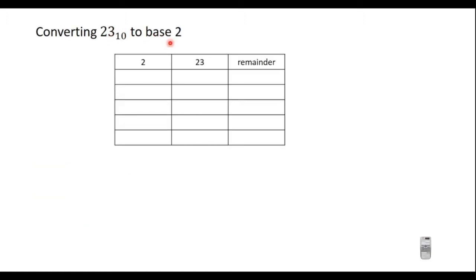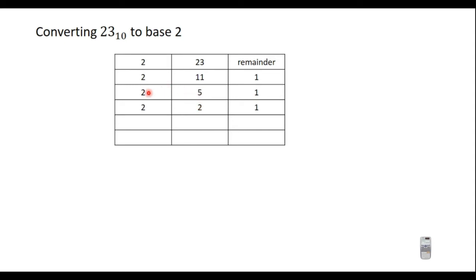In converting 23 to base 2, what you have to do is first divide 23 by 2. You will get a whole number of 11. The remainder is 1, since 2 times 11 will give us 22, and 23 minus 22 will give us 1. Next, you divide 11 by 2. 11 divided by 2 will give us 5 as the whole number. You multiply 5 by 2, you are going to get 10. You subtract, 11 minus 10 will give us 1 as the remainder.